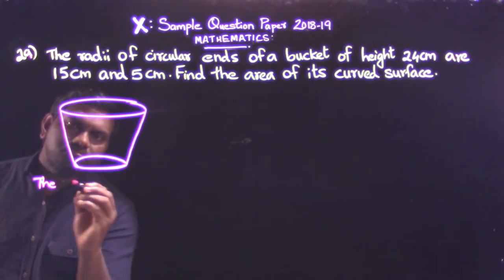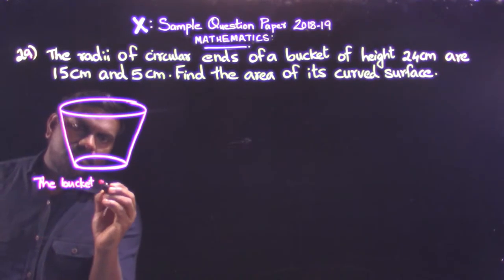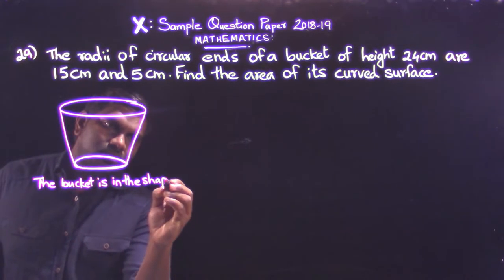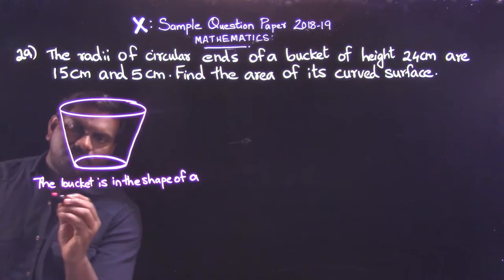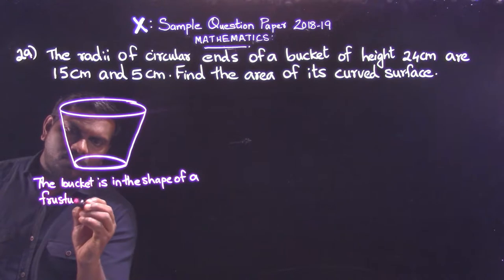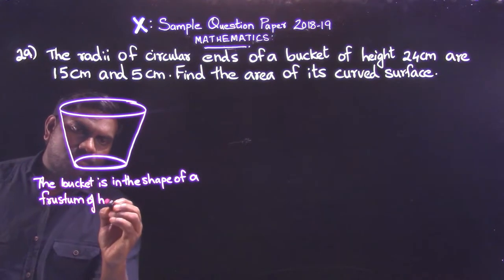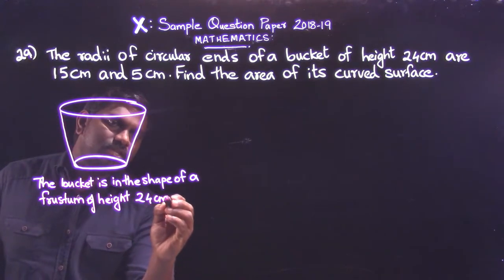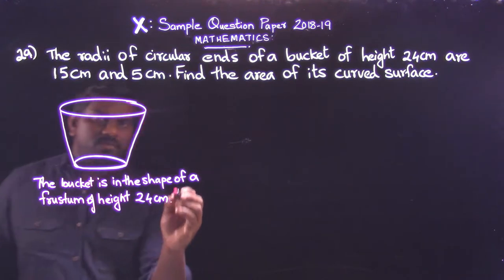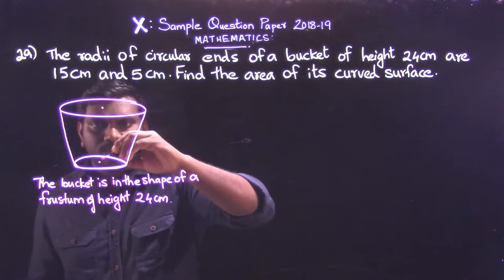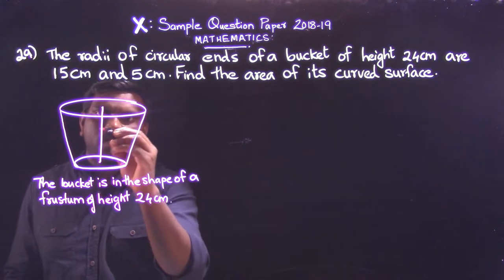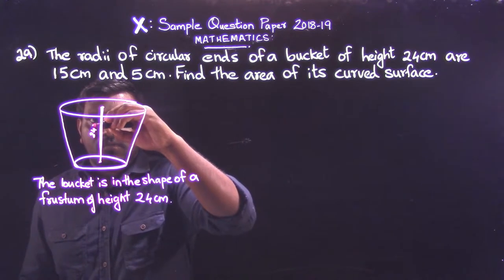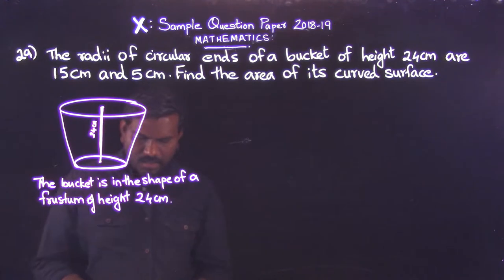So here you can say that the bucket is in the shape of a frustum of height. What is the height here? 24 centimeters. So height is given, which is 24 centimeter. This one is the height, which is nothing but 24 centimeter. Fine. So that is the height.